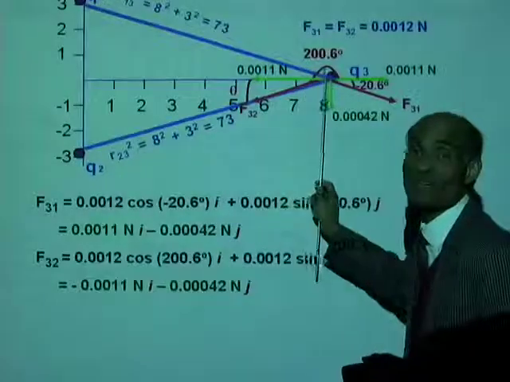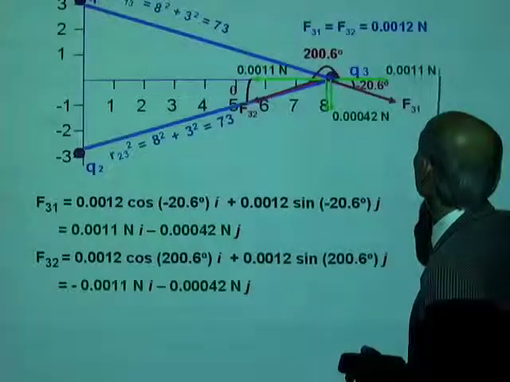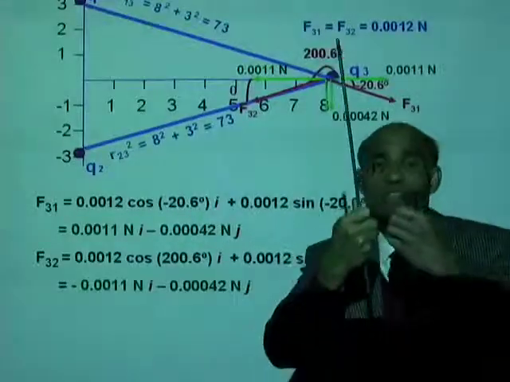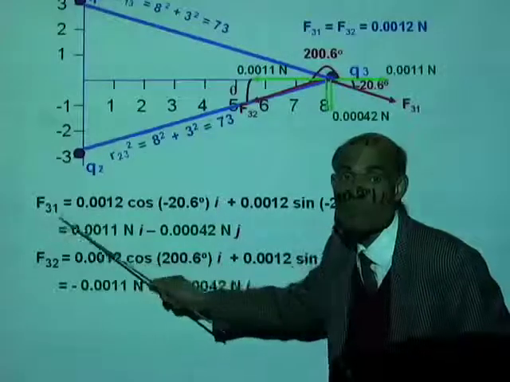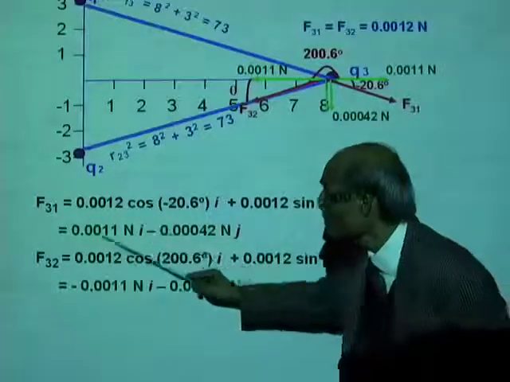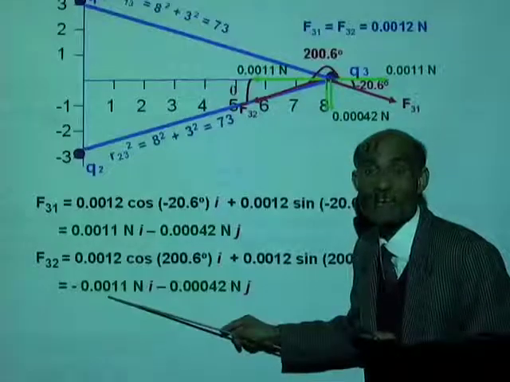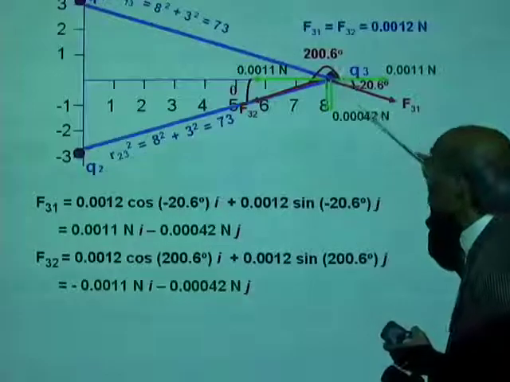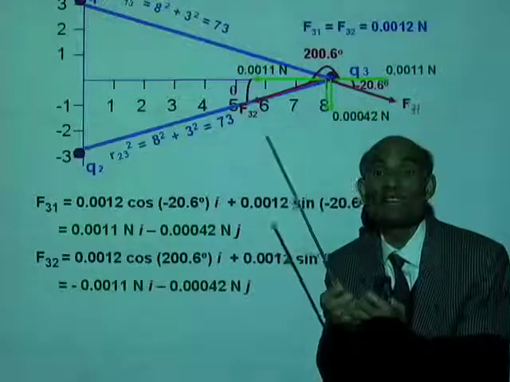Now if you look at this diagram, look at the x component. There's a positive 0.0011 Newton and a negative 0.0011 Newton. They cancel each other. So when you want to find the vector sum F31 added to F32, you notice the x components will add to give you 0. One is positive, the other is an equal negative. And the y components are both negative. Look at this. And they will both add, will give you a bigger negative value.